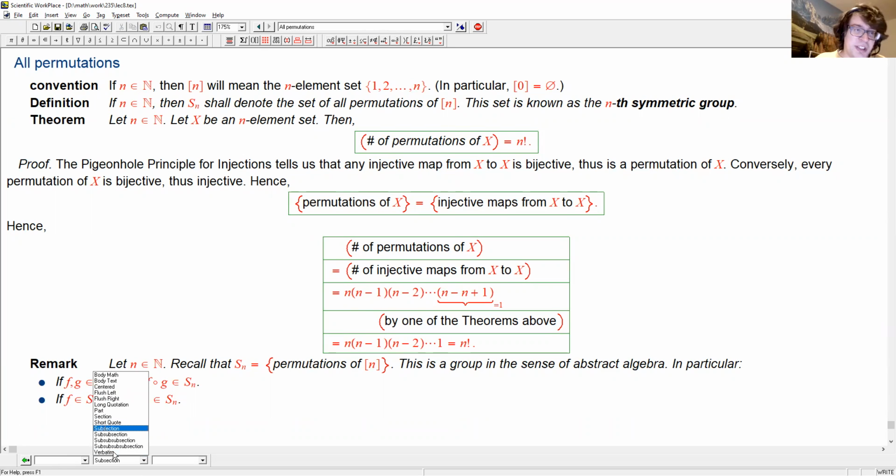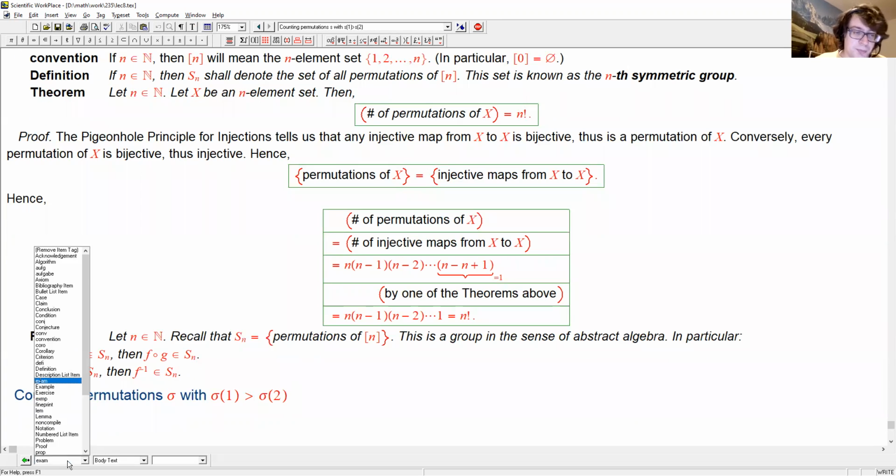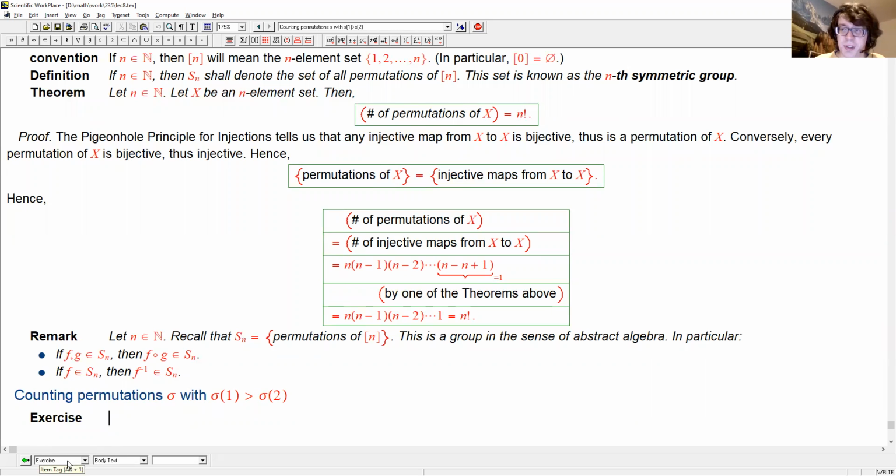Now, let's count something slightly less trivial. We're going to count permutations sigma with sigma 1 bigger than sigma 2. Not in itself a very useful thing to count, but it illustrates some counting principles. So let n, at least 2, be an integer. How many permutations sigma in Sn, so permutations of 1, 2, and so on to n, satisfy sigma 1 bigger than sigma 2?